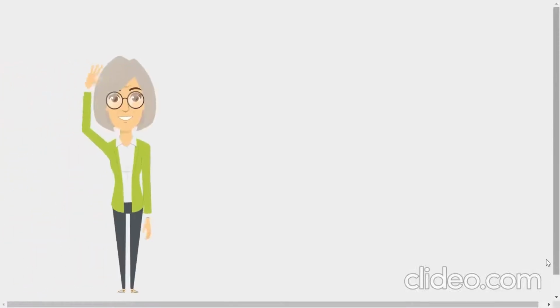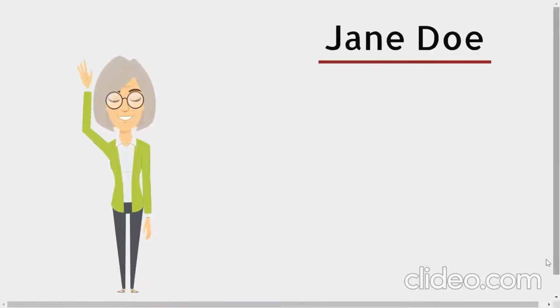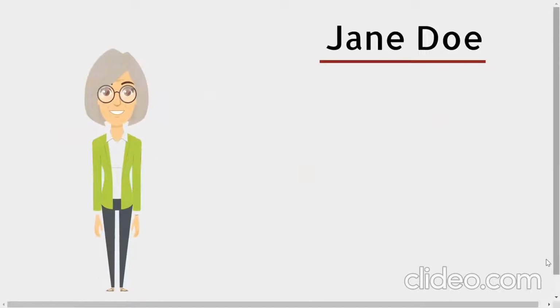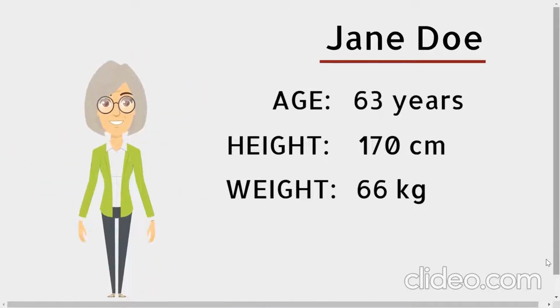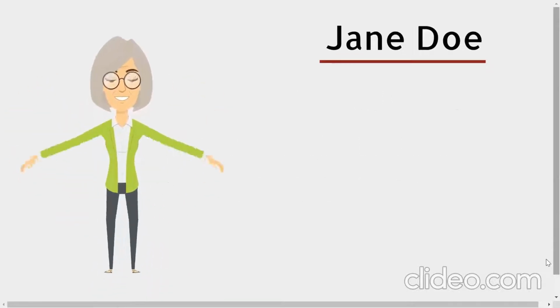Let me introduce our patient. This is Jane Doe. She is a healthy, 63-year-old fit female with a normal height and weight. She led an above-average active lifestyle for her age.